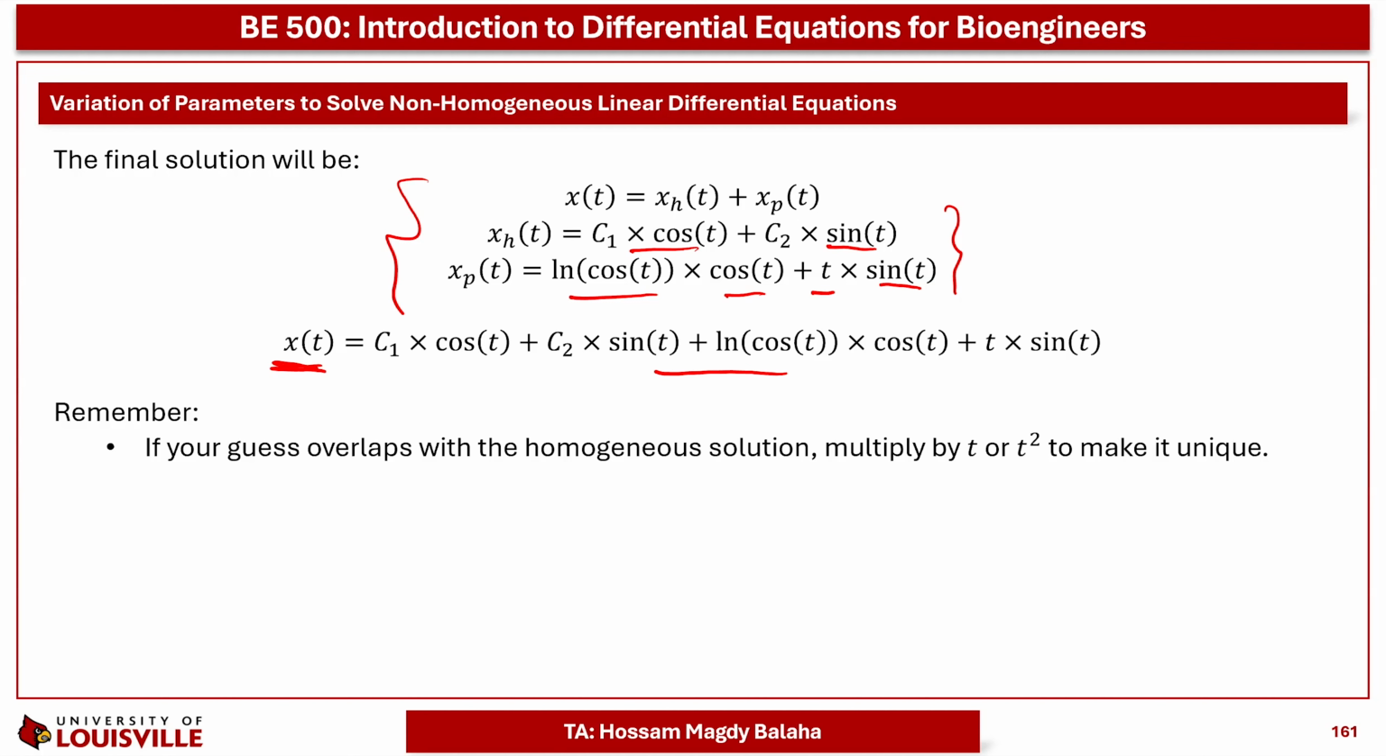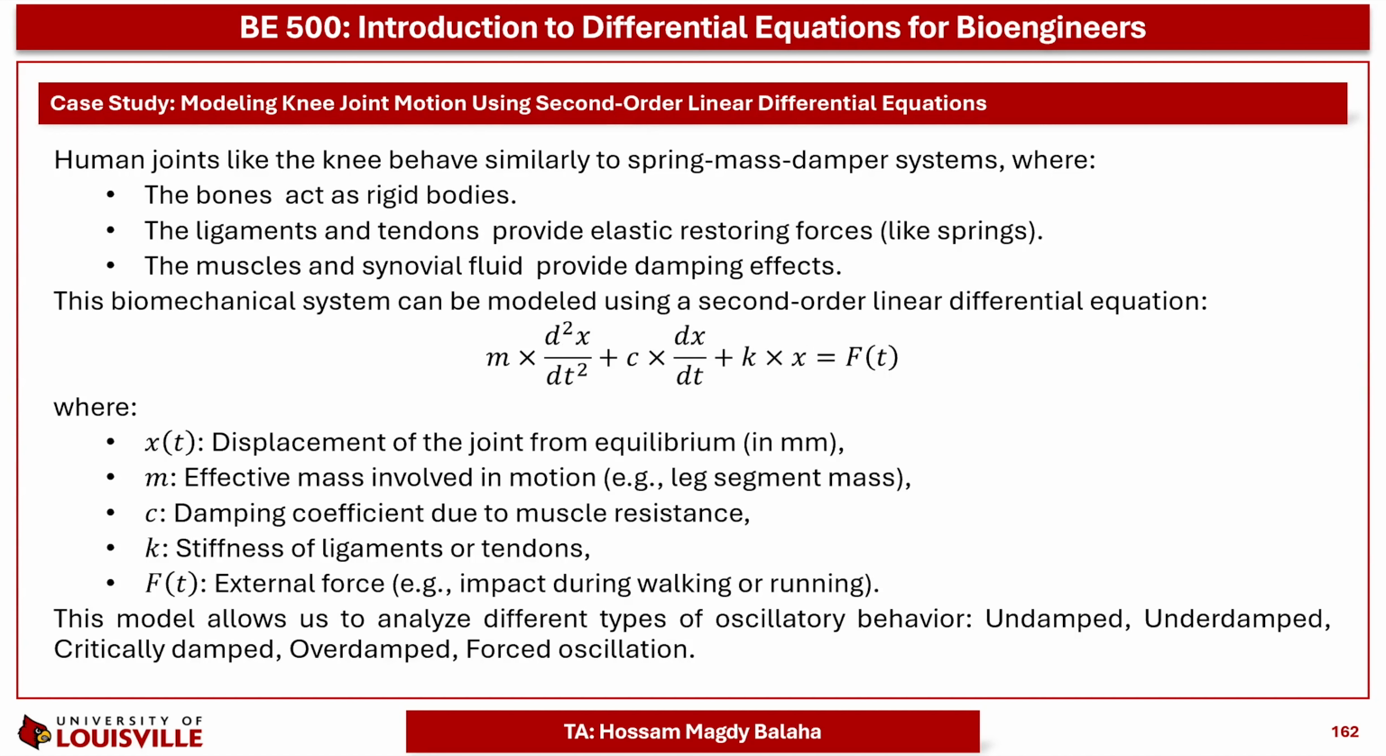So now we can solve the non-homogeneous linear differential equation using two approaches: the method of undetermined coefficients and variation of parameters, and we knew the different steps for each of them, and we solved an example in each method. Now we need to make a case study. In this case study, we are modeling knee joint motion using a second order linear differential equation. Human joints, like the knee, behave similarly to spring-mass-damper systems, where the bones act as rigid bodies, the ligaments and tendons provide elastic restoring forces like springs, and the muscles and the synovial fluid provide damping effects.